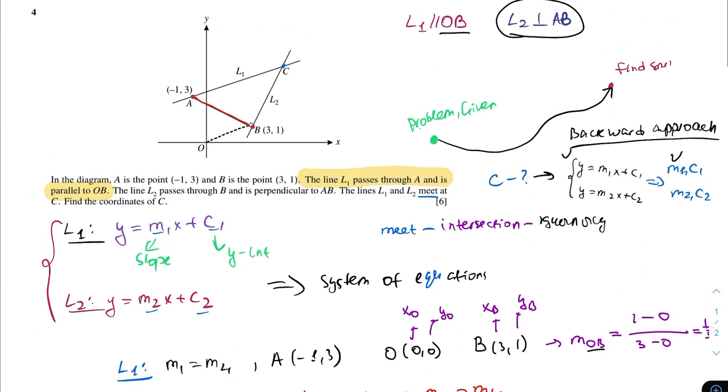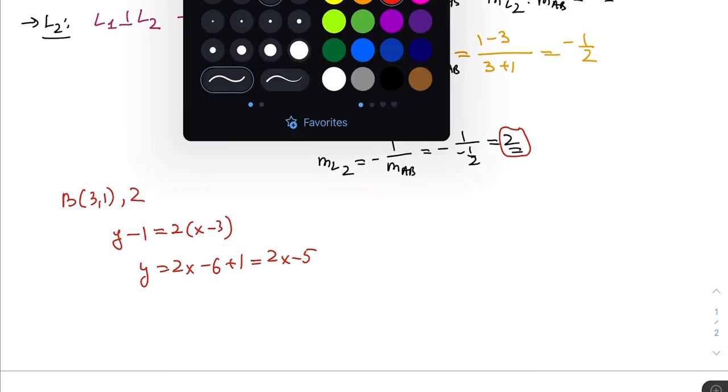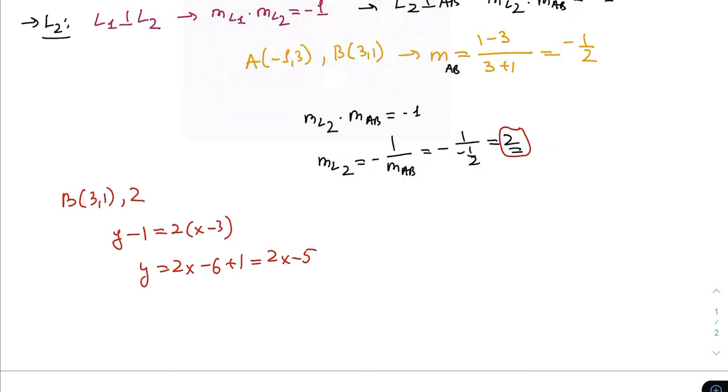And 1 point on L2: it passes through B, so this point, 3 and 1. Again, I have 1 point and slope. That's it. So again, I can use the point-slope formula to find the equation. Y minus 1 is equal to 2 times x minus 3. So y is equal to 2x minus 6 plus 1, or 2x minus 5. Cool. Now, guys, I know all the details in order to find the coordinates of C.